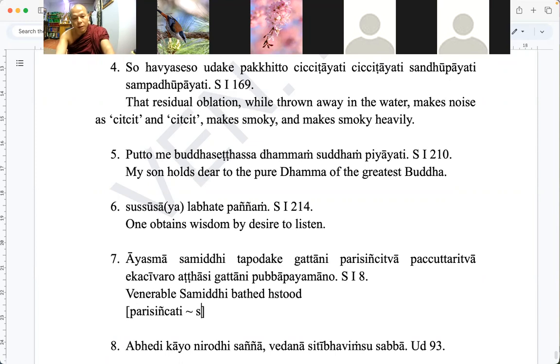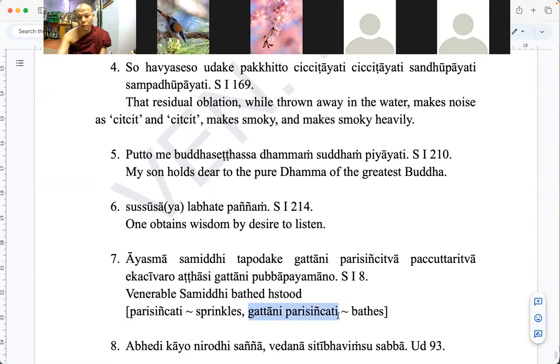Brisenjeti means sprinkles water, but when it is used together with gadani, brisenjeti at that time means to bathe in this way. So sprinkling on the limbs of the body, but at the time in English it is a little bit strange. So this phrase, gadani brisenjeti, means bathe in this way.